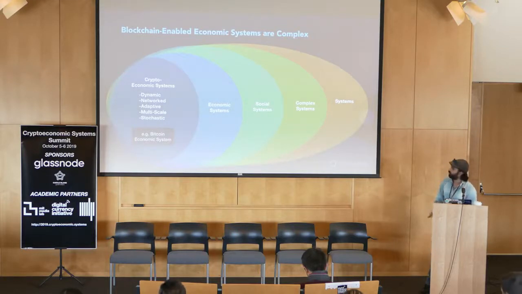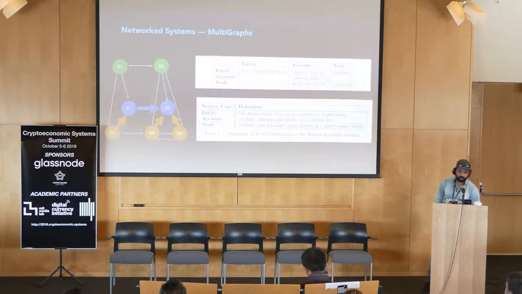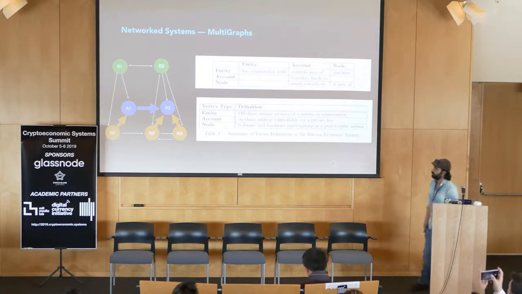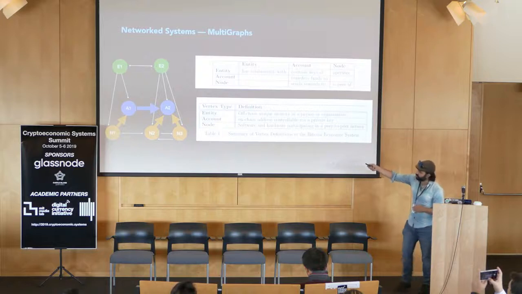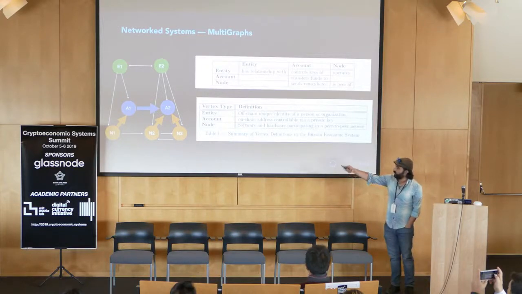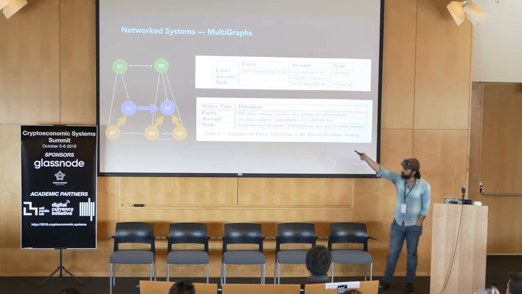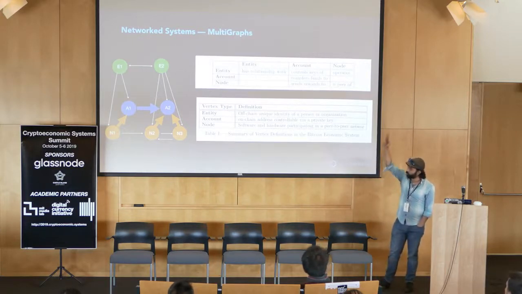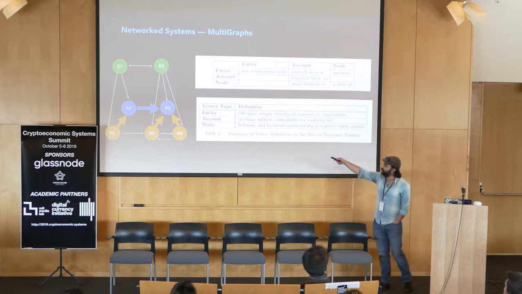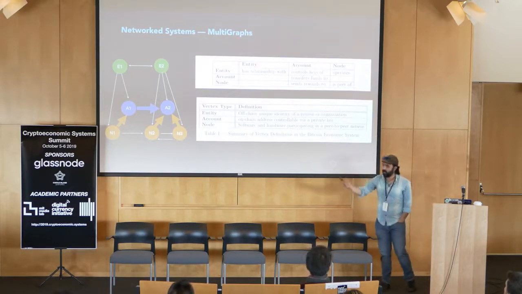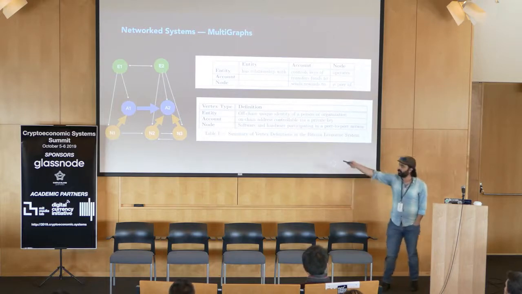So without further ado, let's talk a little bit about network systems in a multi-graph sense. I'm going to explore the fact that this Bitcoin example has a graph with three kinds of nodes. Entities, which are people or organizations, this is our social network layer. We've got the accounts, which are addresses on chain, and we have nodes, which are computation and communication infrastructure that actually runs the network.